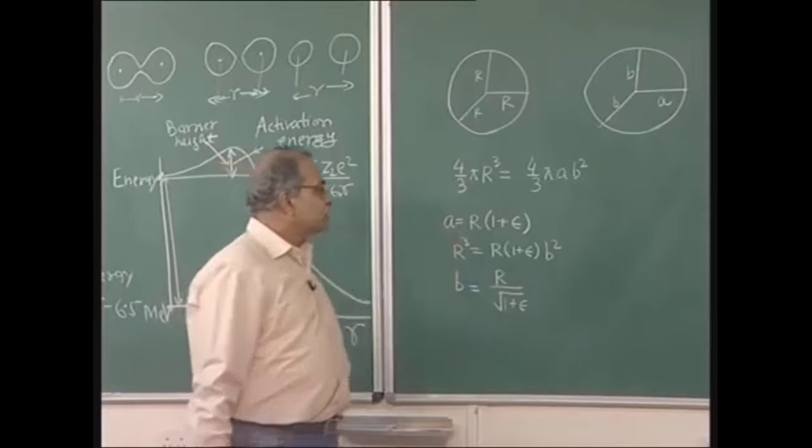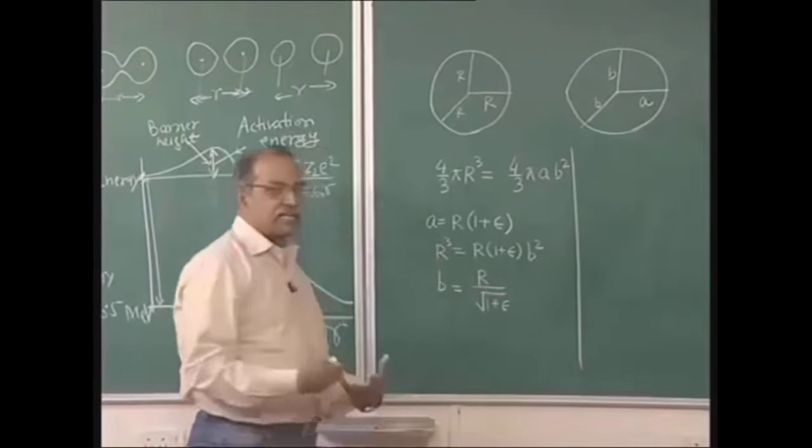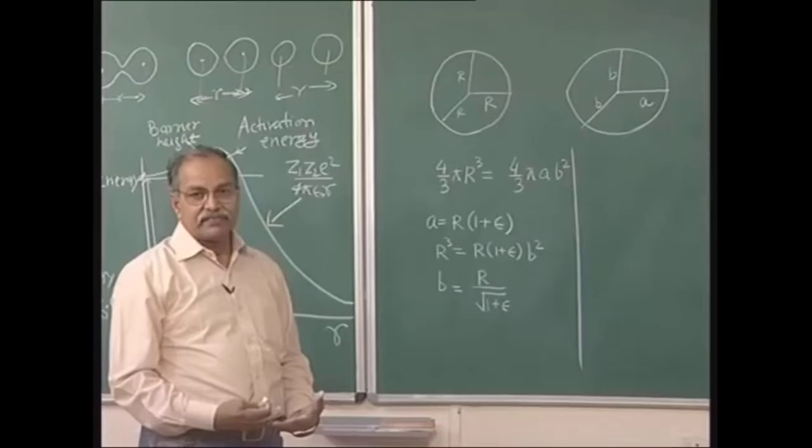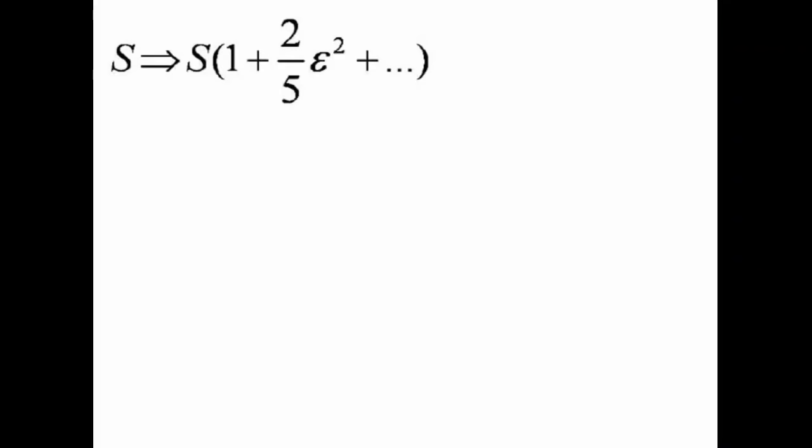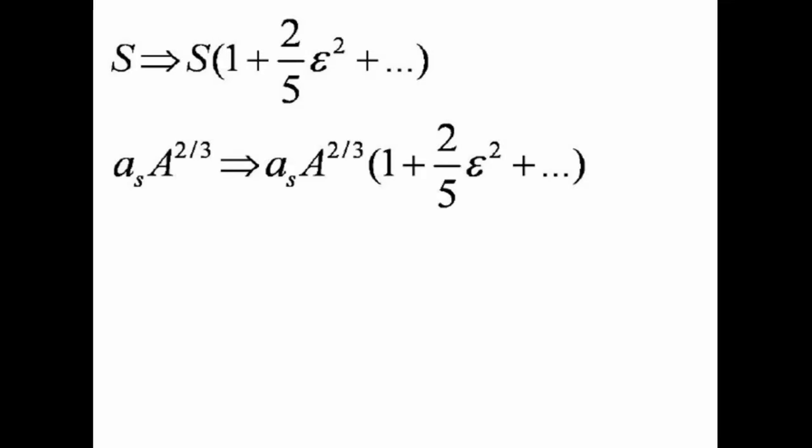With this geometry, one can work out how much is the increase in surface area and how much is the decrease in Coulomb energy. So, the surface area becomes S into 1 plus 2 by 5 epsilon square up to order epsilon square. So, you have higher order terms that I am not writing. So, the surface area becomes this much, and therefore, in terms of the surface energy, A s A to the power 2 by 3 will be multiplied by 1 plus 2 by 5 epsilon square. The area is increased by this much.